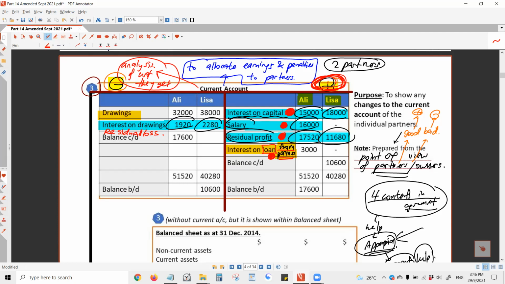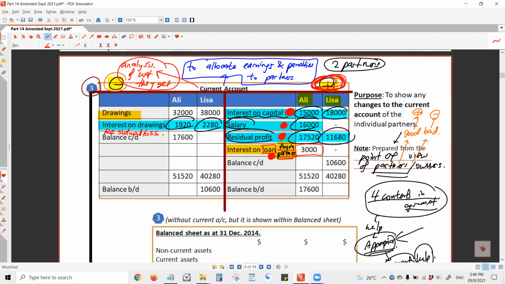You get it? Partners lend money to the business. That means business borrow money from partners. In return, business must pay interest to the partner. Okay, so it's here. Because it's good to them, because partners get the interest, so it's good.